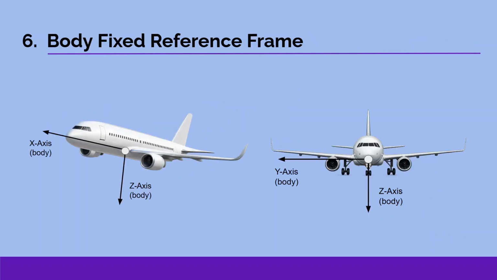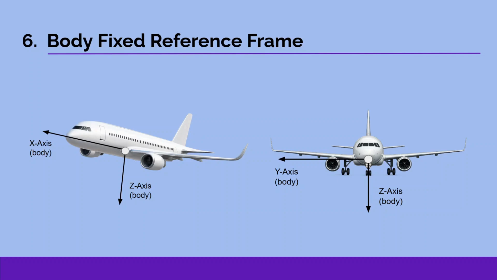The last frame is going to be the body fixed frame, and this one will translate and rotate with the aircraft. Its x-axis will come out of the nose, its y-axis forms a right angle with the x-axis and comes out of the right wing, and the z-axis forms a right angle with the xy plane.